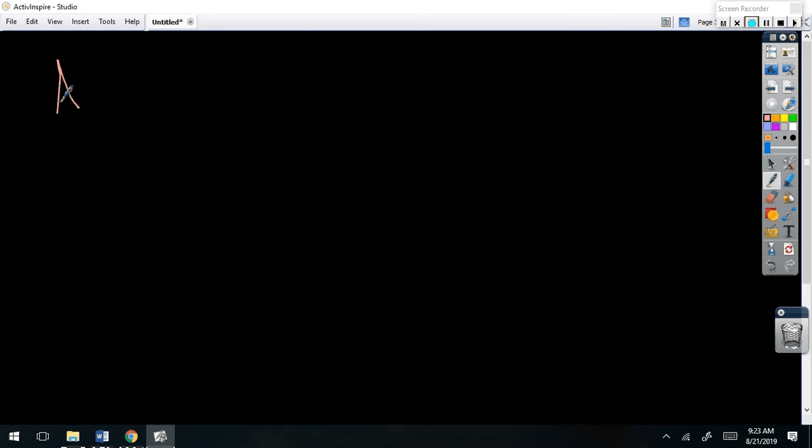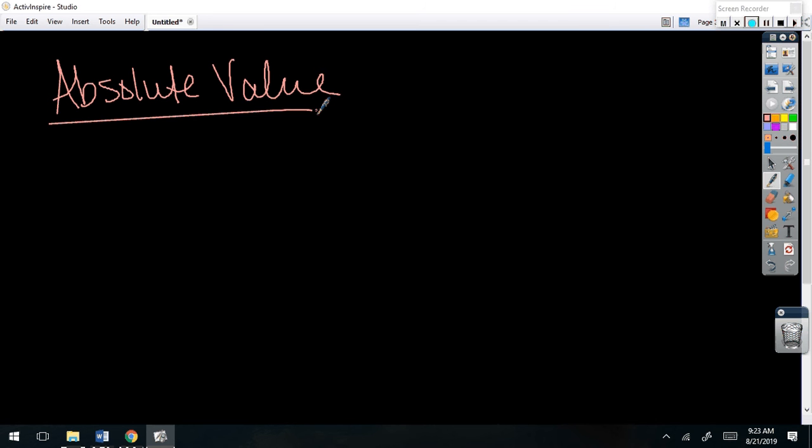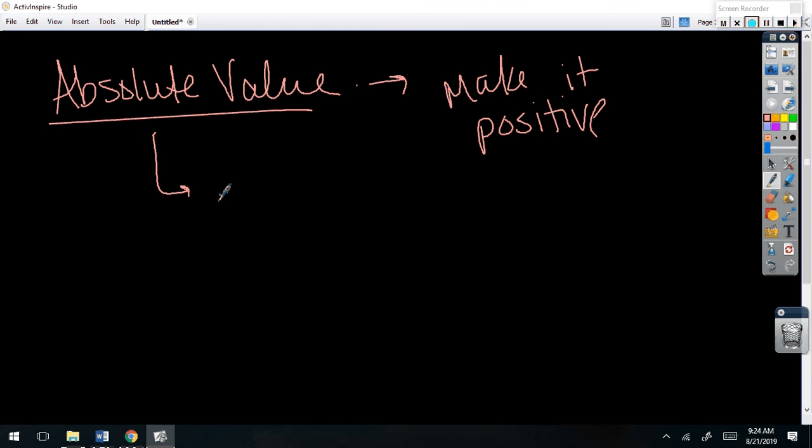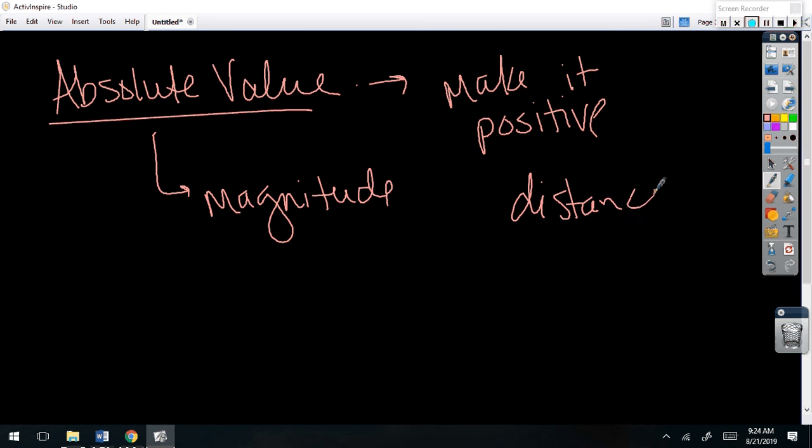Let's talk for just a minute about absolute value. That's always easy for most students. What is absolute value? Or what does it do? It makes it positive. The absolute value just means that at the end of the day, you make it positive. We also refer to absolute value as magnitude, and also as distance, because we can't have a negative distance, right?